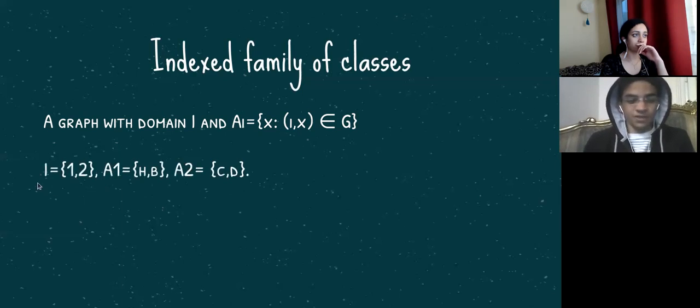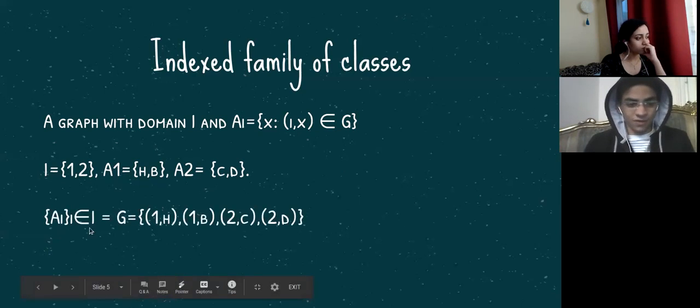So here's an example. If I equals the class of 1 and 2, I have A sub 1 equals H and B, and A sub 2 equals C and D. So now I have the class of indices, A sub 1 and A sub 2. And through these, I can know what the index family of classes is equal to.